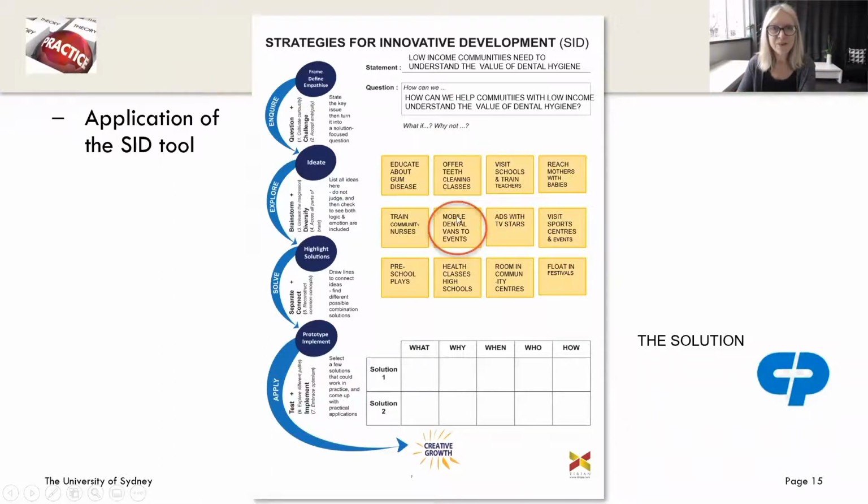So everyone might vote and they might think, I like the mobile van, and they might put a dot on that to identify that as what they think is the best idea. Well, think about how it links with some of the other ideas. If you have a mobile van, then you can educate people about gum disease. In community settings, you can do it in schools. You can have teeth cleaning classes in the van. You can go to mothers' clinics, babies' clinics. You can go to sports centres. You could use the mobile van as a float in a festival. So you can see how that one central idea actually links really well with some of the others.